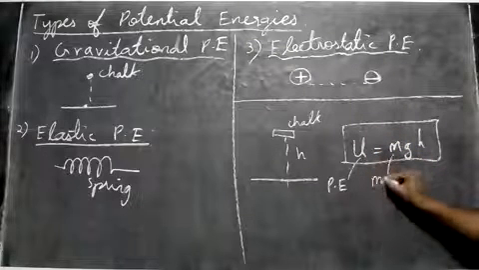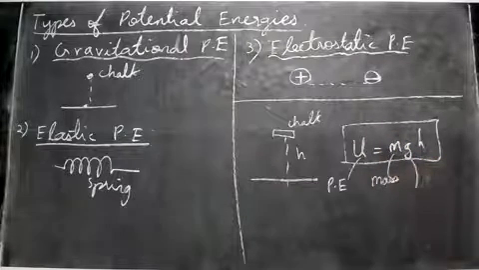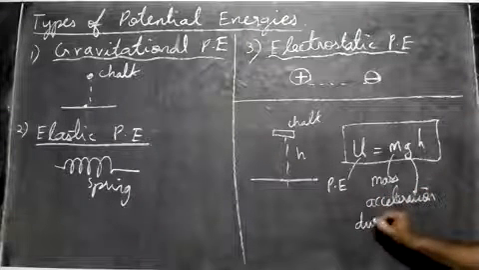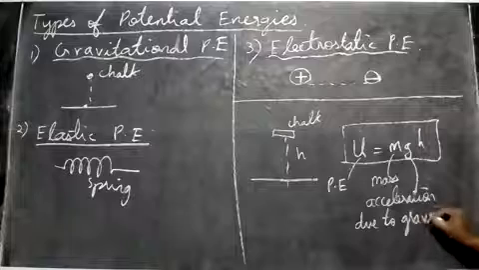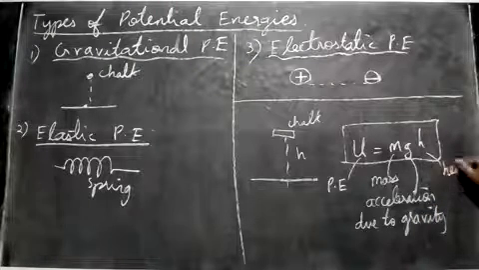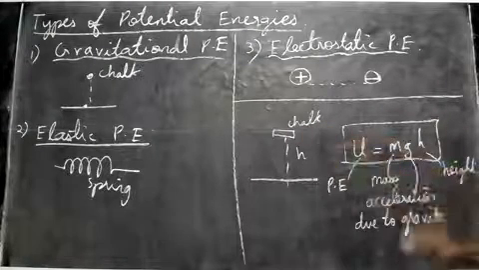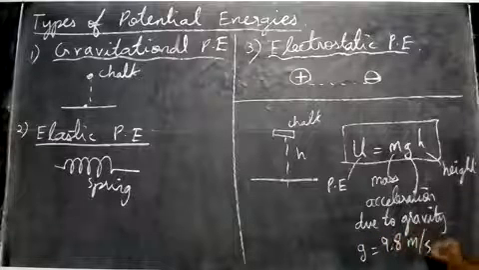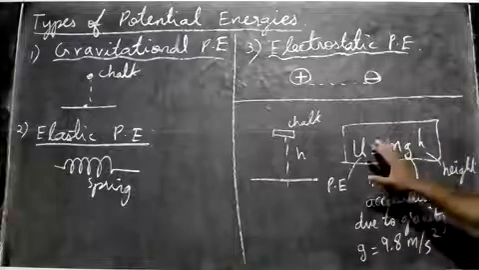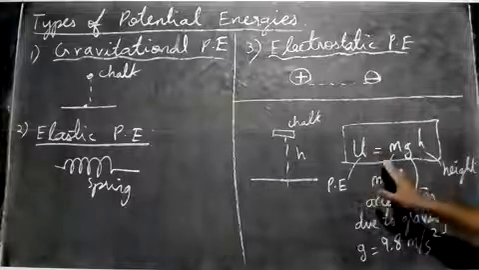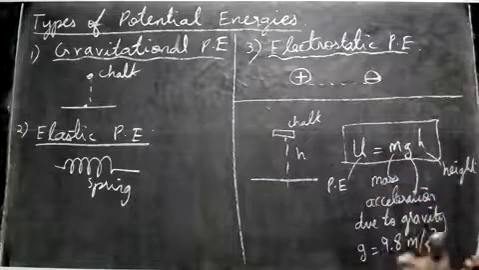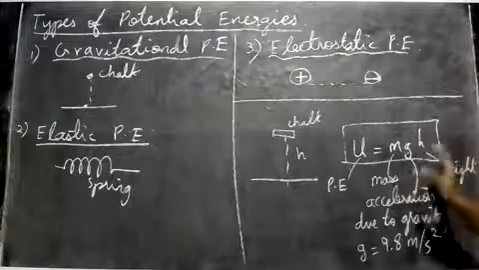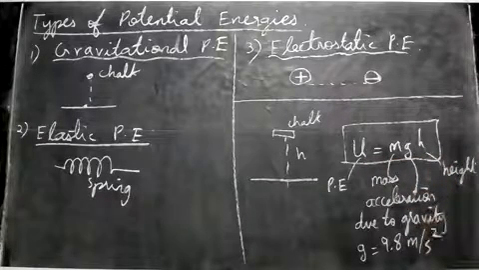M is the mass. G is the acceleration due to gravity, and H is the height above the ground. The value of G is usually 9.8 meters per second squared. So this is the formula for potential energy, which we use generally while doing sums. Remember that for kinetic energy we had half mv squared. In the same way, the formula for potential energy is U equals mgh. You must remember this formula; we will be using it in later classes. Thank you for watching.